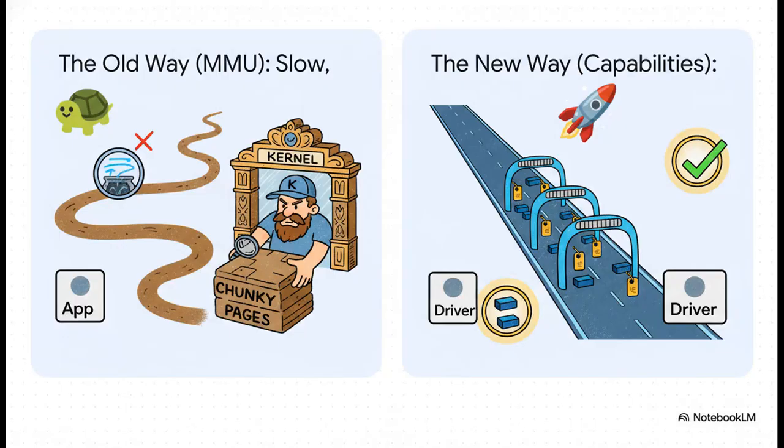So let's compare these side by side. The old way uses a memory management unit, the MMU. It manages memory in these big, chunky, inefficient pages. It's slow and it's coarse. The new way uses capabilities, and they're checked at lightning speed right inside the CPU pipeline. A call from an app to a driver just becomes a simple function call, not some big, heavy system call. The result? This is the holy grail of performance: zero TLB flushes. The performance tax we've always paid for security just disappears.